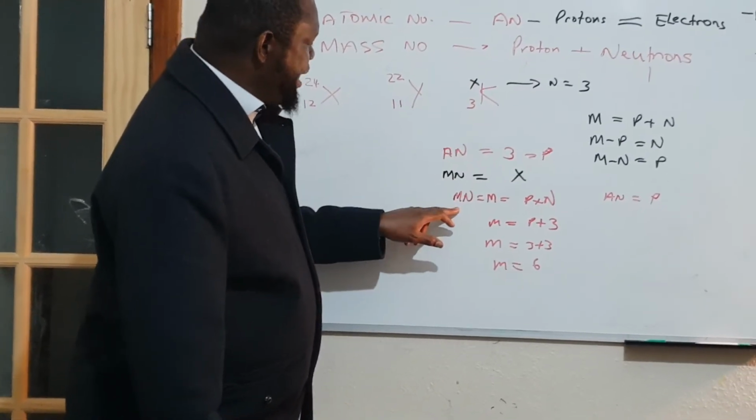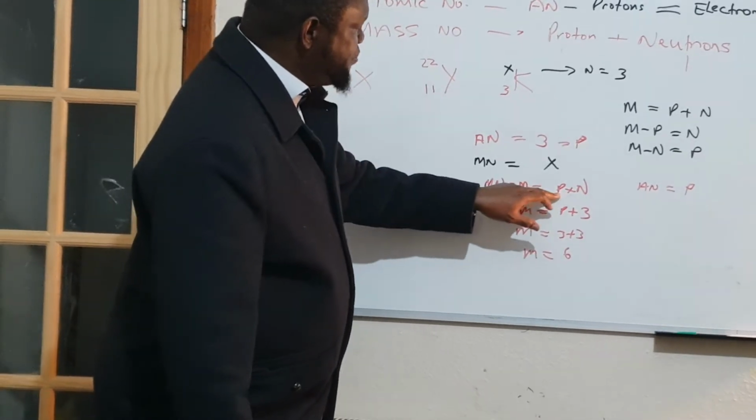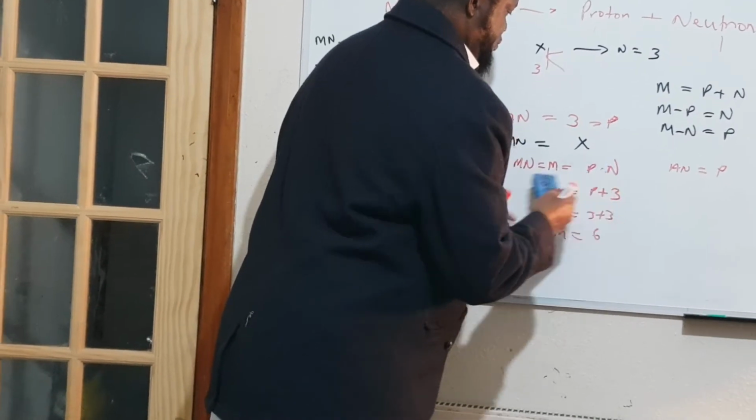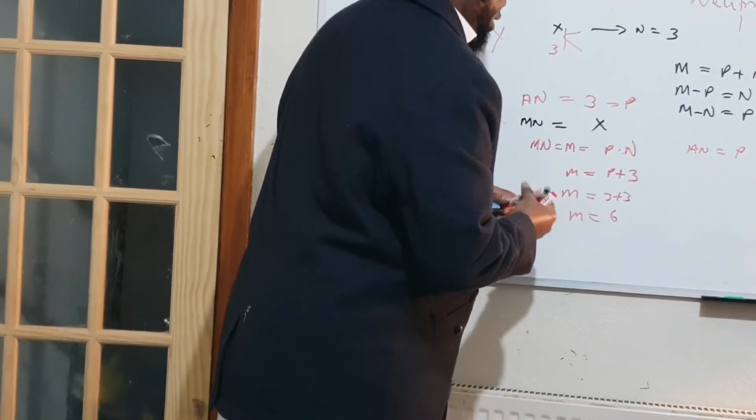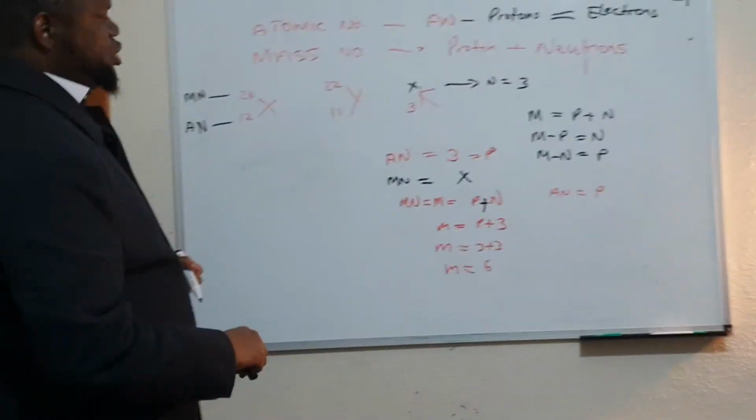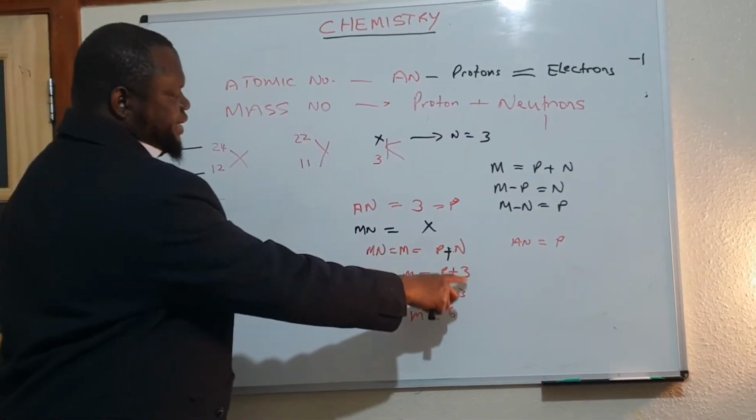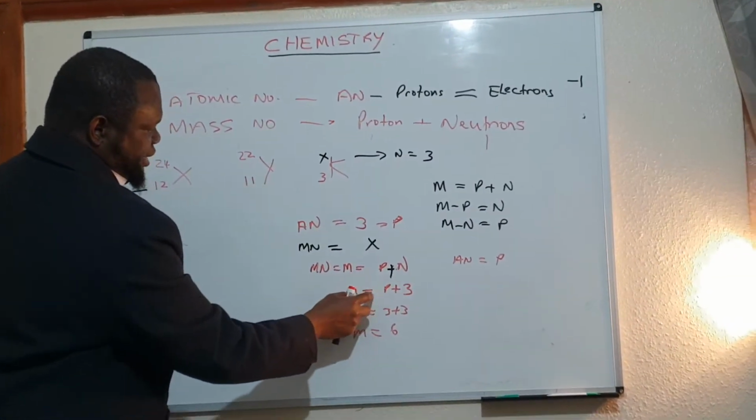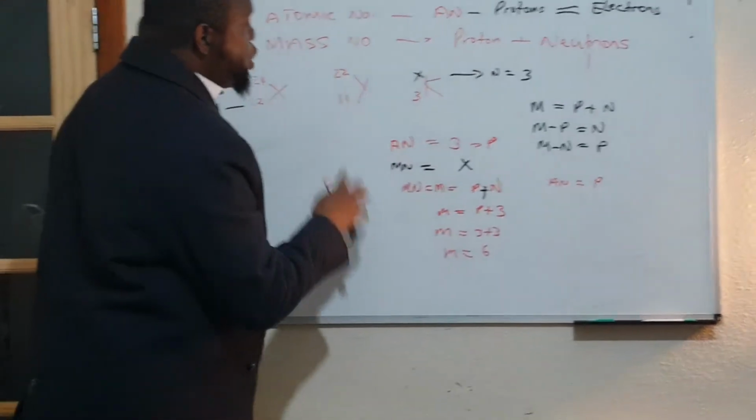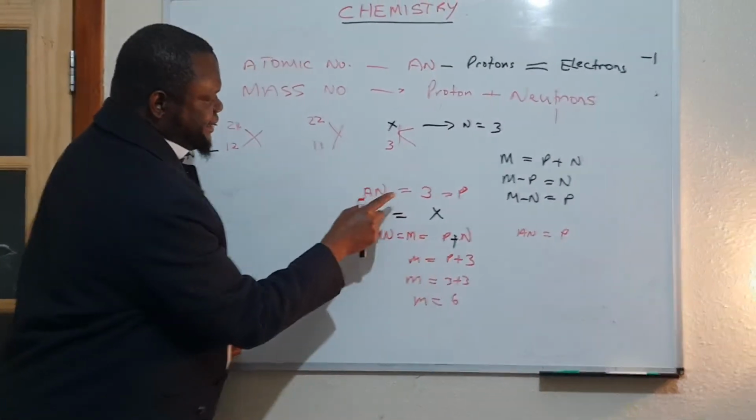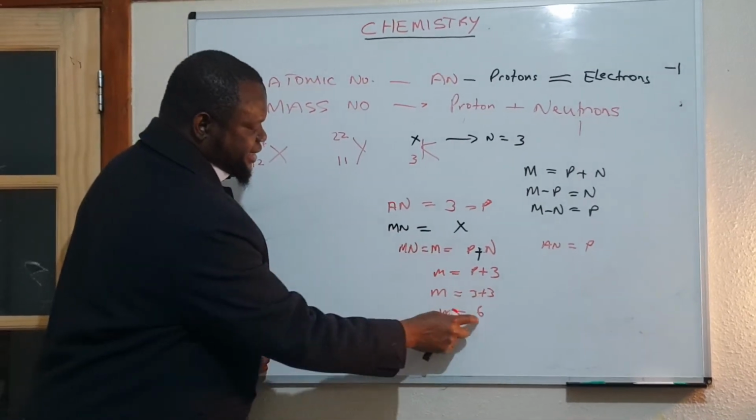But we know the mass number is equal to protons plus neutrons. This is not times, it's plus. So therefore we know the number of neutrons, which is 3. We don't know the number of protons, but we know that the atomic number is equal to the number of protons. Therefore we put the number of protons P as 3. So 3 plus 3 is 6, that's the mass number.